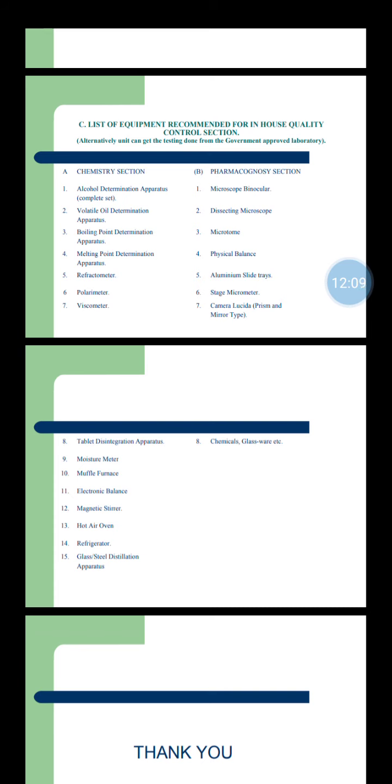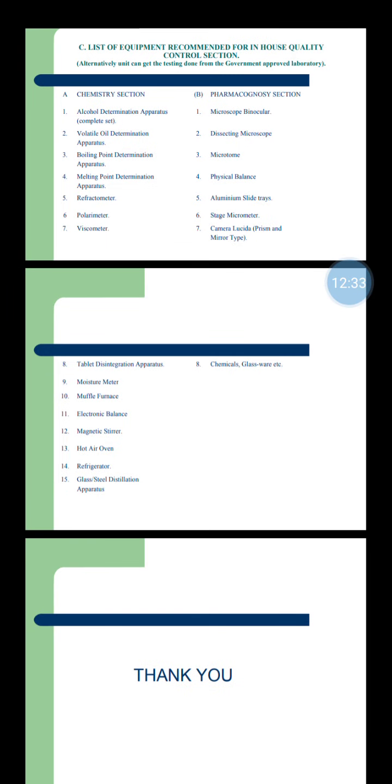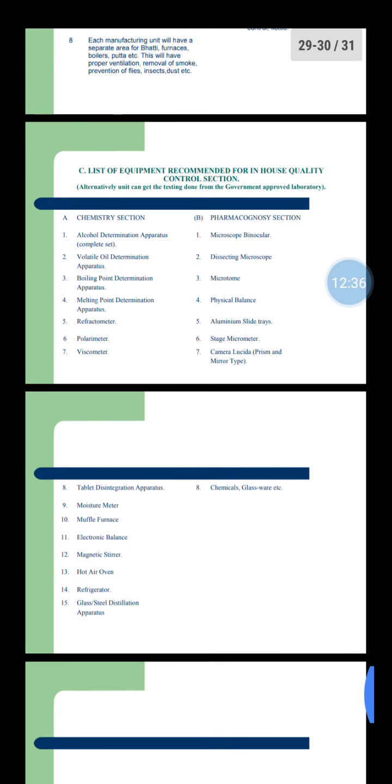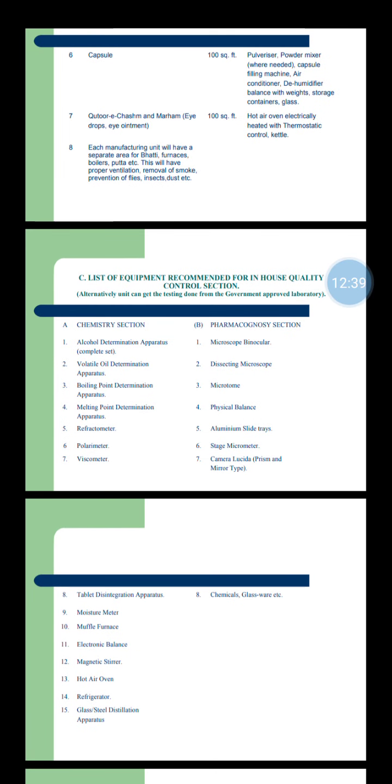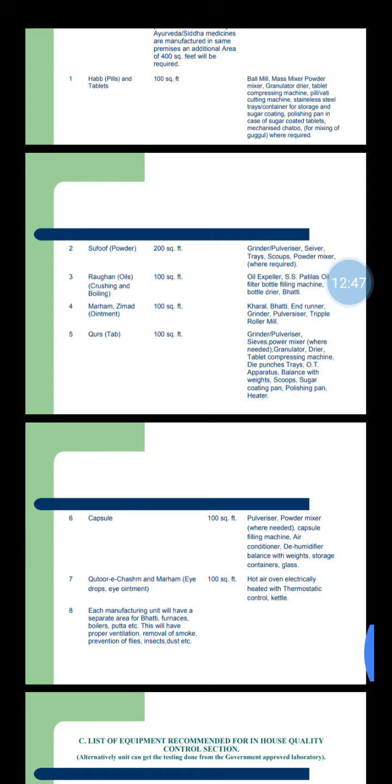glassware sterilization apparatus. In pharmacognosy section: microscope, binocular, dissecting microscope, microtome, physical balance, aluminum slide tray, stage micrometer, camera lucida, prism and mirror type, chemicals and glassware, etc. So these are the requirements for the sterile product formulation. So this is for Schedule T, and today's lecture is over.